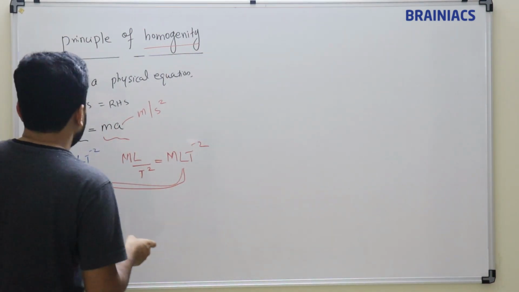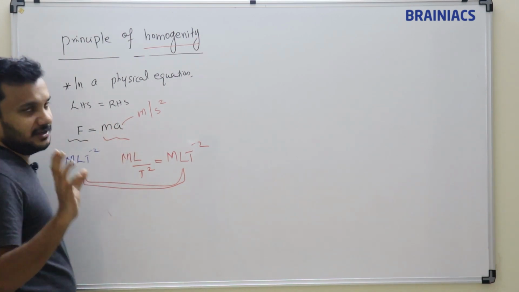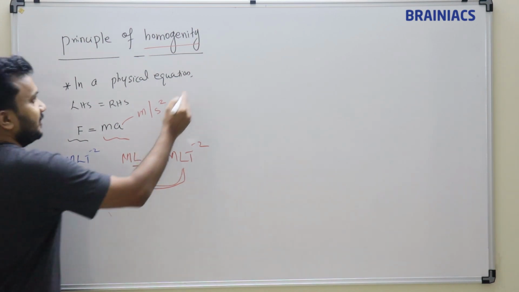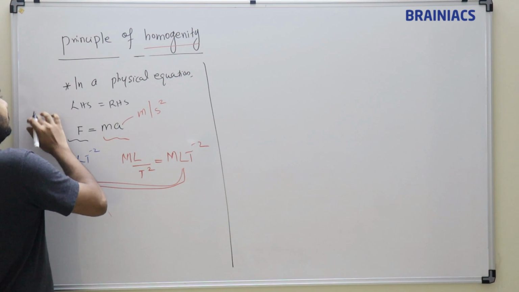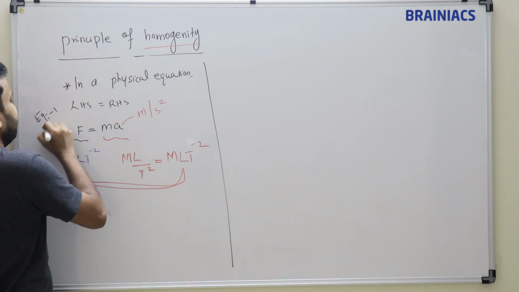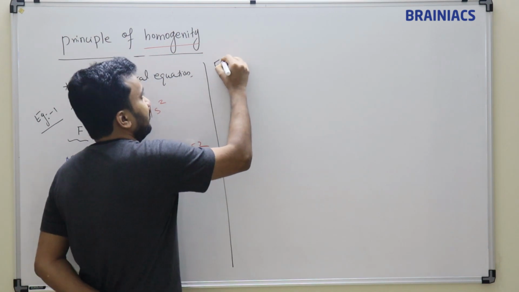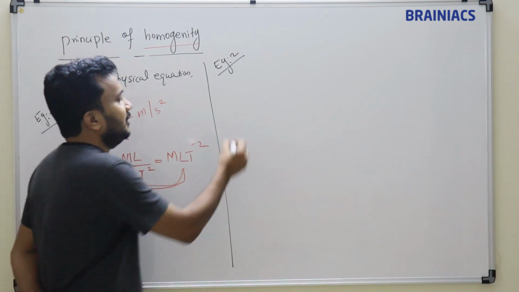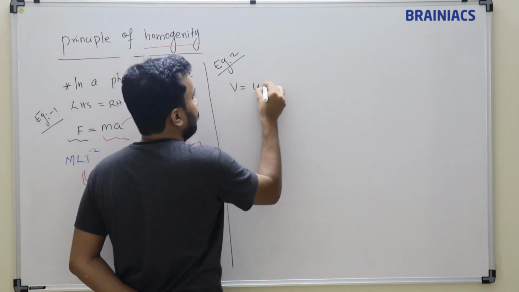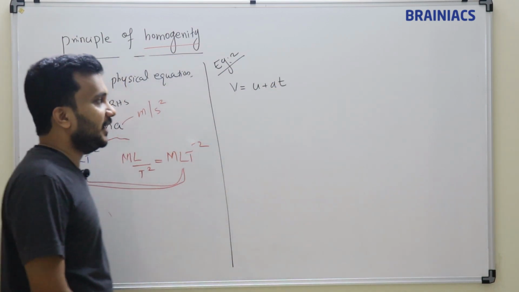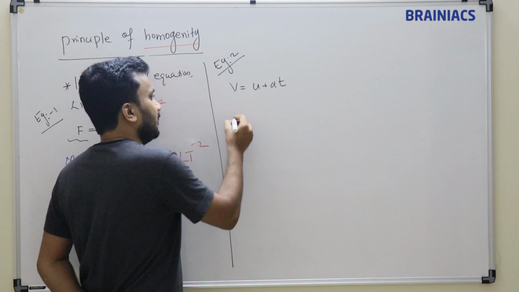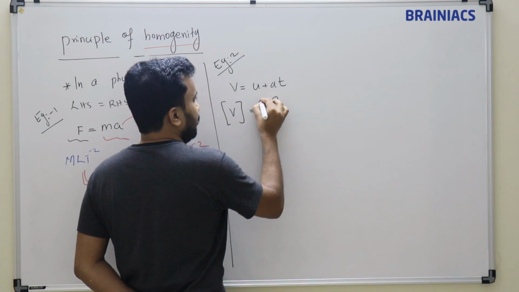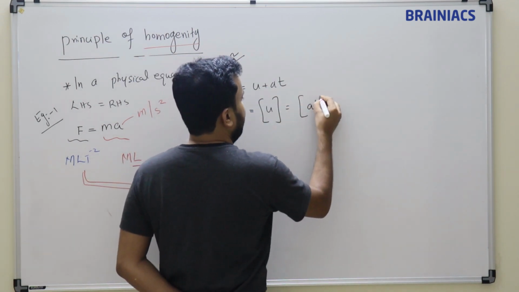Here you can see in this equation, left hand side and right hand side, there is only one term. Sometimes the situations will be a little different. This is example number 1, F is equal to ma case. Next, second example, different models I am showing you. For example, if the equation is V is equal to U plus AT. This also you have learned, right? Motion equations. In this case, the dimension of V is equal to the dimension of U is equal to the dimension of AT.